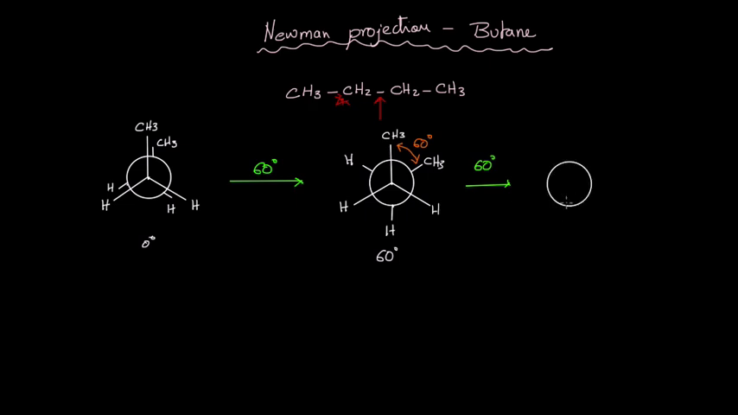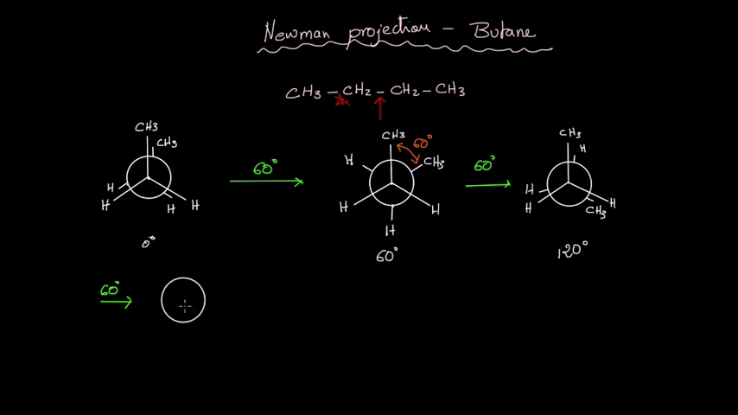So again, I'll draw the back carbon, the front bonds, and the back bonds. So I'll have the CH3, H, H, and now this CH3 moved here. So that's a CH3, H, and H. So the angle now between the CH3 and this CH3 is 120 degrees. If I rotate one more 60 degrees, I go back to staggered conformation.